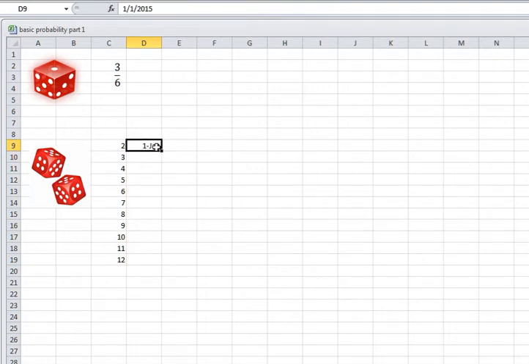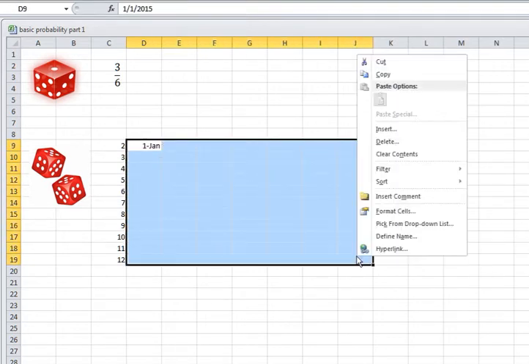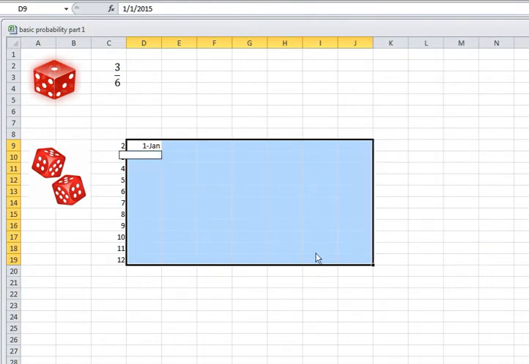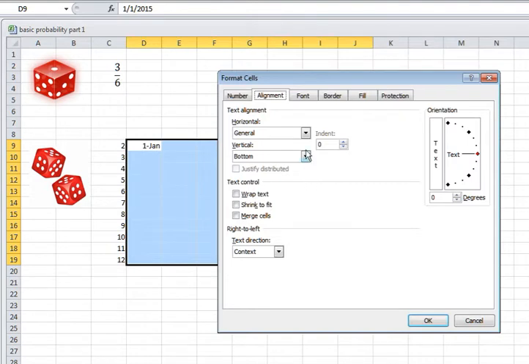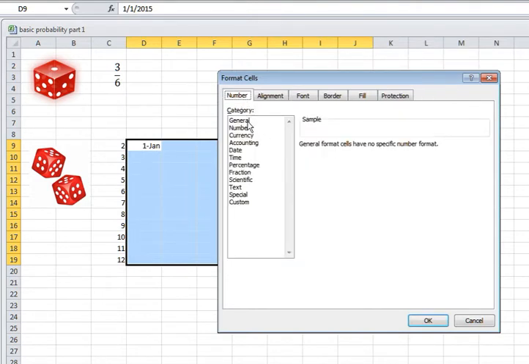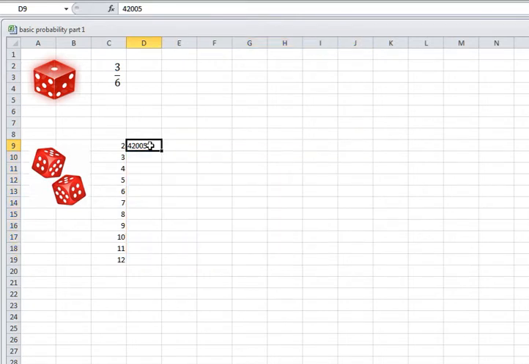Whoops. Better get this formatted properly. Sorry about that. Just want this to be text. Okay, here we go. Well, I guess not.